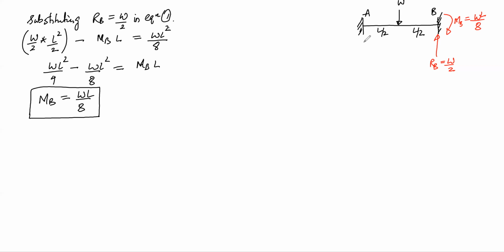Now we have two more unknowns, that is reaction at A, and also we can calculate moments at various points. And we also have moment here MA, whose direction we don't know. So now let us calculate reactions.